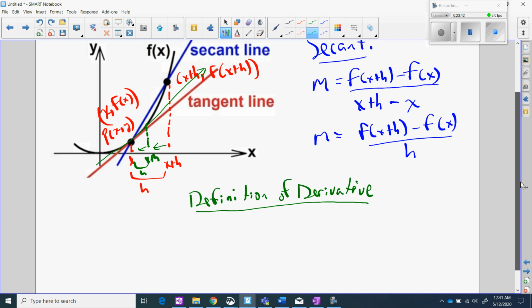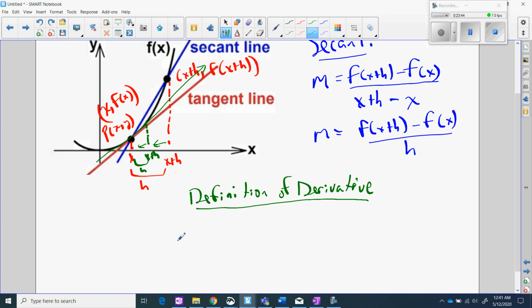So here's the definition of a derivative. It is this formula right here: the slope of a secant, f of x plus h, subtract f of x, all divided by h. Now keep in mind what h is. h is how far apart these 2 points are.